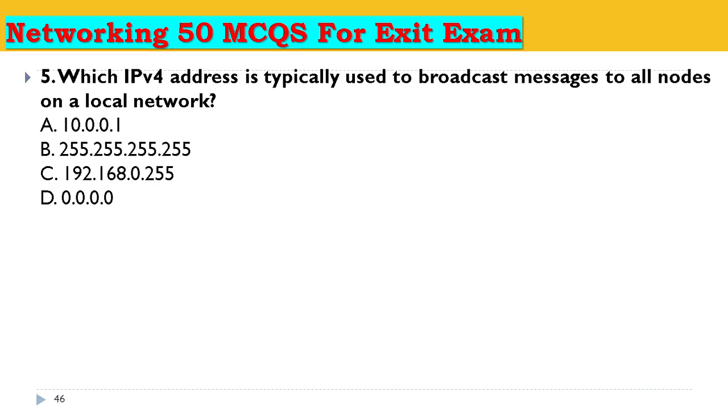5. Which IP version 4 address is typically used to broadcast a message to all nodes on the local network? B is the correct answer. It is 255.255.255.255, which is used for broadcast messages to all nodes on the local network.